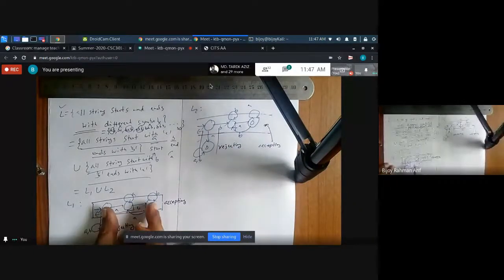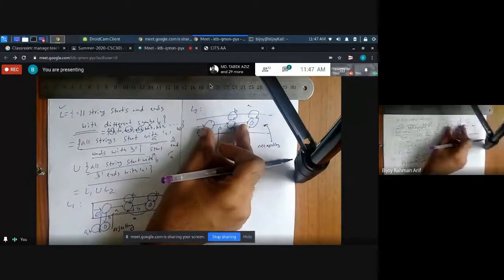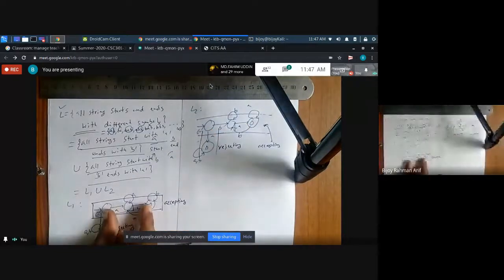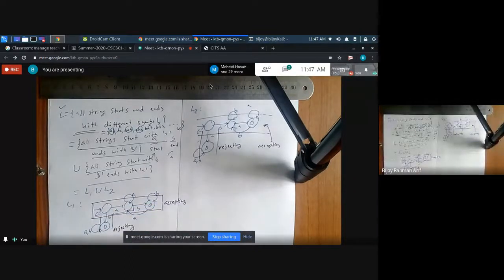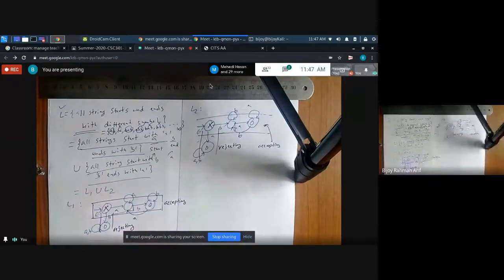I'm going to take this part and I'm going to take this part because this part leads me to the exception of L2. I'm going to take this part. This part is also going to lead us to the exception of L1. Then we are going to union these two. So how can we union? We are taking the star symbol of both and here we are going to join these two. Did you get it?